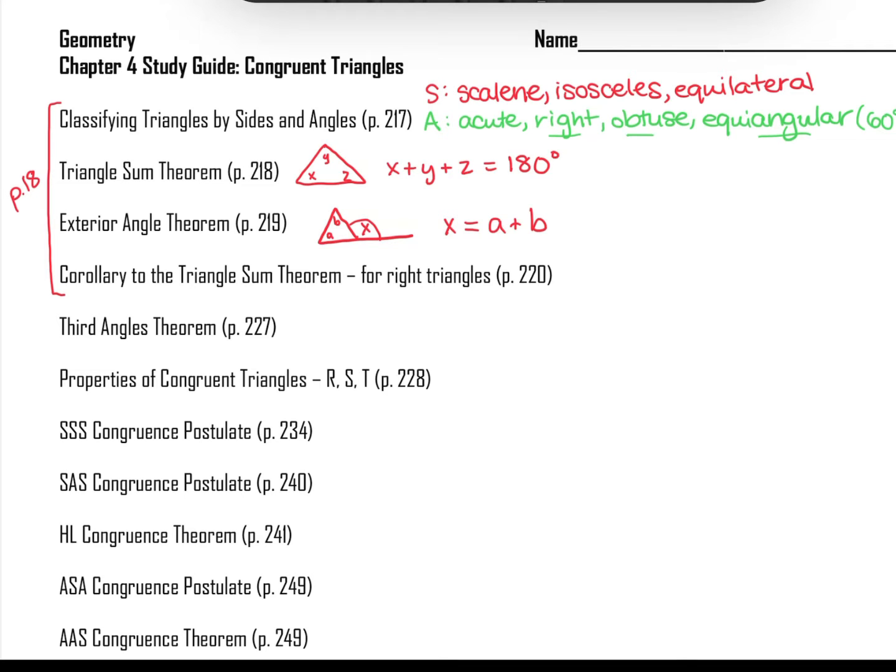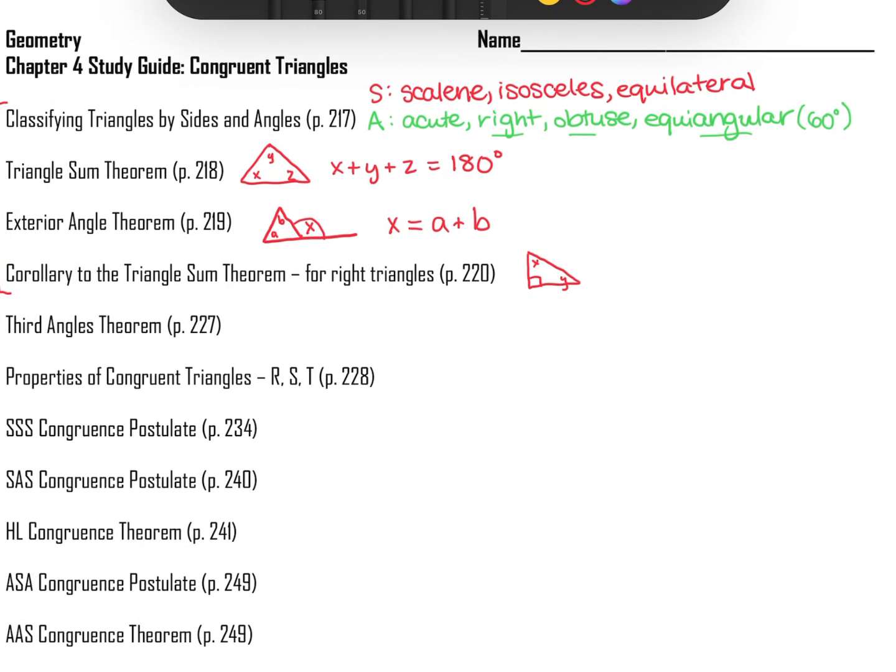And the corollary to the triangle sum theorem is only for right triangles. And it basically says if you've already used up 90 degrees, then your other 2 angles have to be complementary. They would have to add up to 90 degrees in order to get that total of 180.